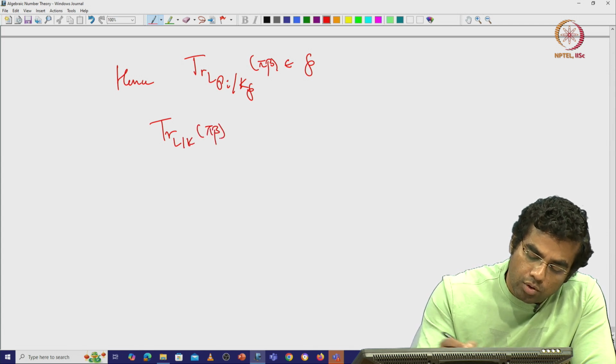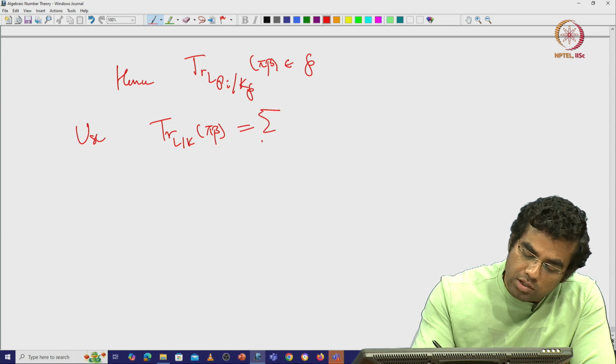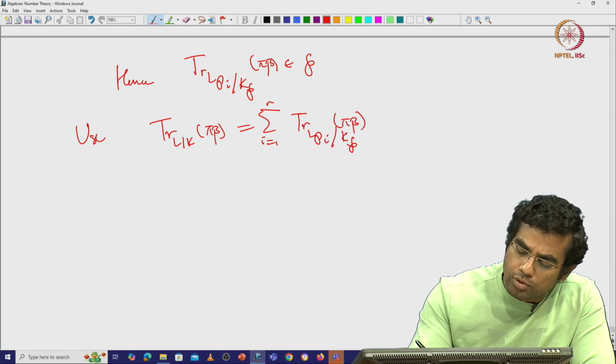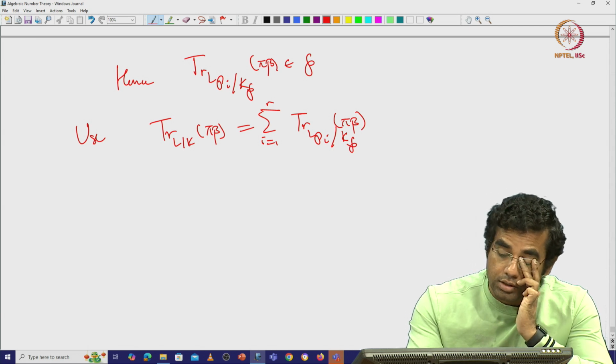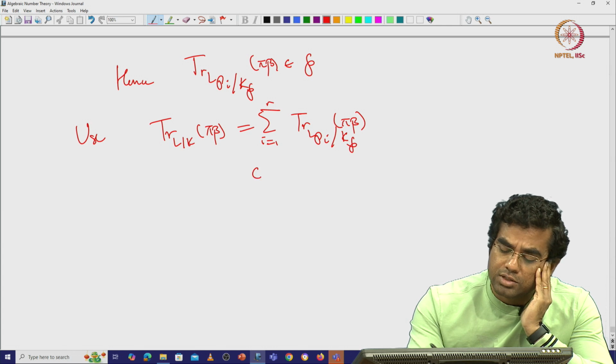So, from before we use that this is the summation i going from 1 to r of trace from L_Pi to K_p. So, we proved this before that the global trace can be computed by the local trace of all places above a fixed place, and so this belongs to P.